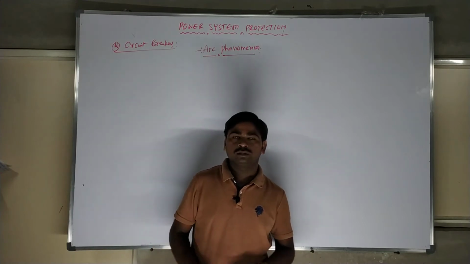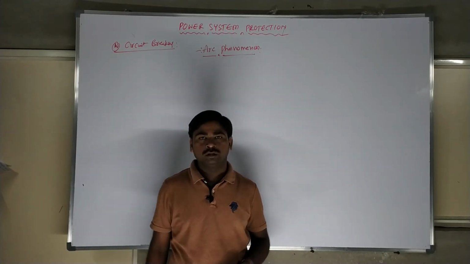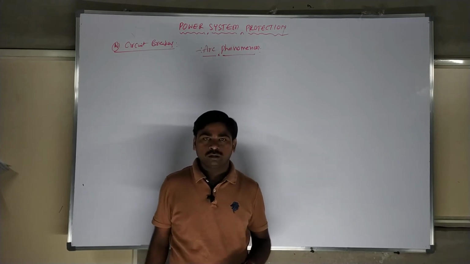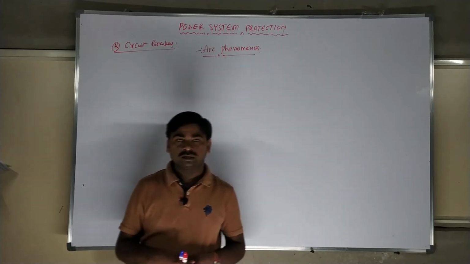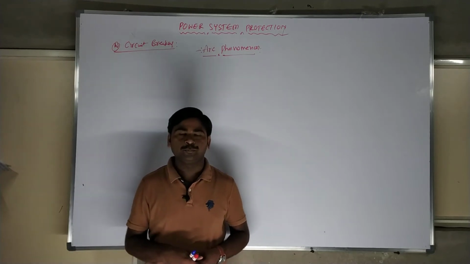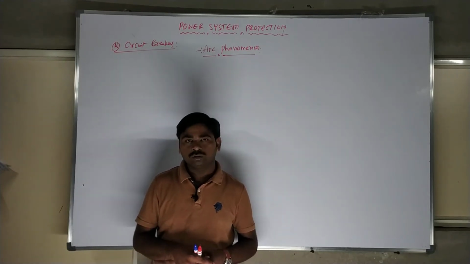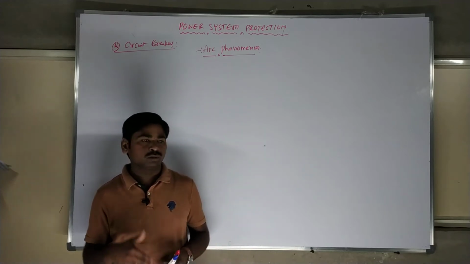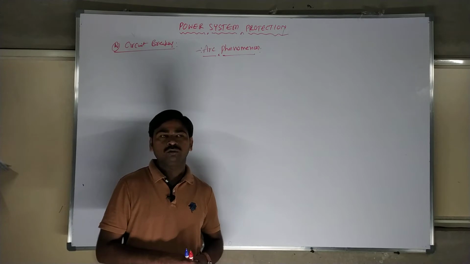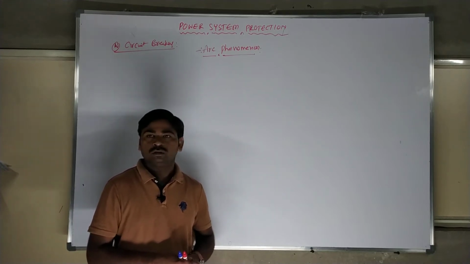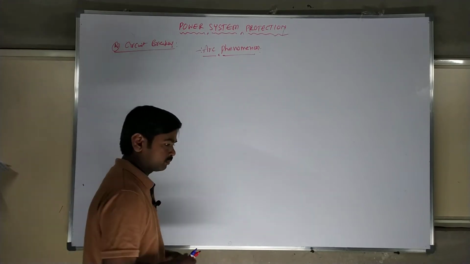Last class we discussed the basic functioning of the circuit breaker. In the circuit breaker, the basic important thing is that the arcing phenomenon will take place. What is actually the arcing phenomenon? What is the major role? What precautions do we have to take to reduce the arcing phenomenon? That we will discuss one by one.